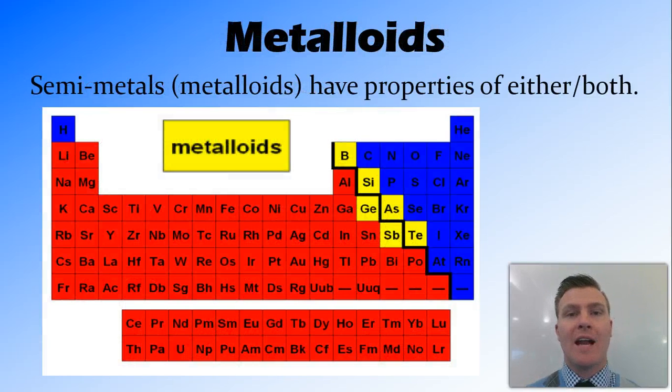We have a third category of element in the periodic table, and we call these metalloids, or semi-metals. And these semi-metals can have the properties of either or both. So depending on the circumstance they're in, sometimes they will act as metals and other times they will act as non-metals. These semiconductors are particularly important in building computers where you want them to conduct sometimes and not other times. So for example, silicon and germanium are elements that are used in the building of computer chips.